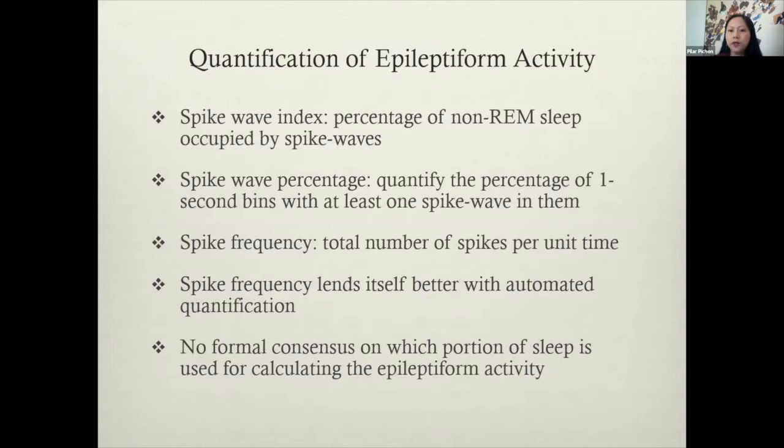So quantification, this is mainly for the epileptologist or people who are reading the EEGs. You can do a spike wave index, a spike wave percentage, or a spike frequency. It doesn't matter how you measure it, but you should have a quantifiable number so that people who read the EEGs in the future can compare what they see now to what the spike wave index was before.